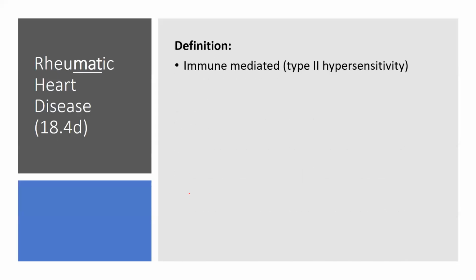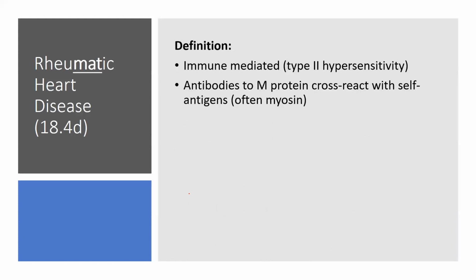All right, definitions: immune mediated. It's a type 2 hypersensitivity. I know we haven't talked about those. We are going to talk about them on Monday or Tuesday of next week, our next class. So it's a type 2 hypersensitivity. We see antibodies that occur to the M protein. They'll cross-react with self-antigens, which is often myosin. That's cross-reacting. So we see an antibody now attacking or targeting myosin.